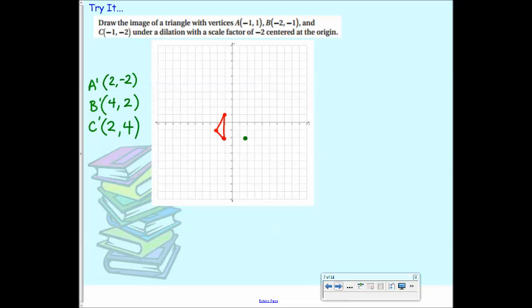So it's the same shape. It got bigger, and it did what? Rotated.